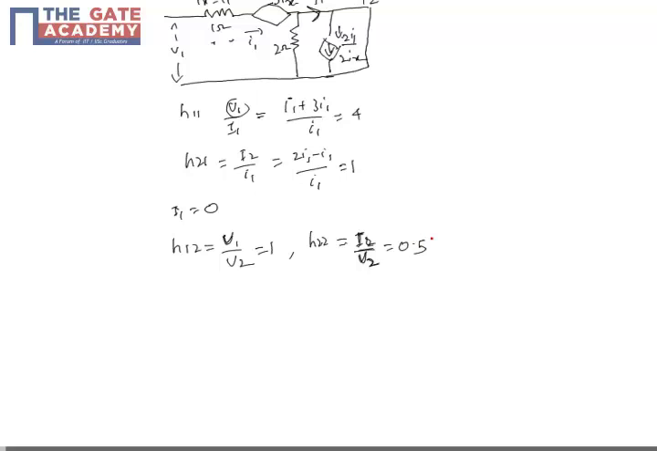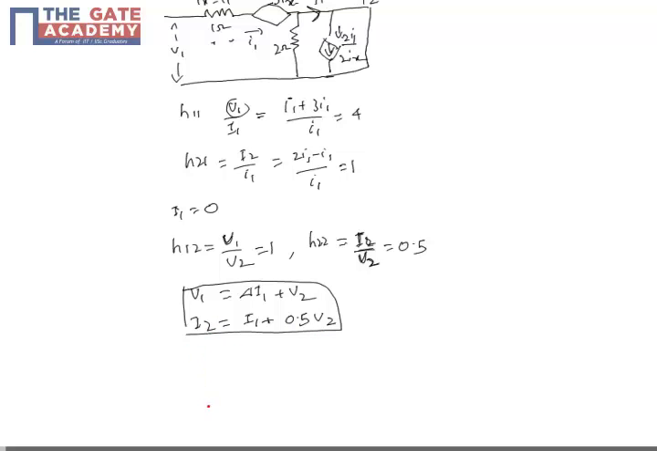Now that we have determined all the H parameters, we can write down the equations as V1 equal to 4 I1 plus V2, I2 is equal to I1 plus 0.5 V2. Okay, so once we determine this set of equations, we can substitute the values of any I1 and I2, and corresponding values of V1 and I2 can be determined.